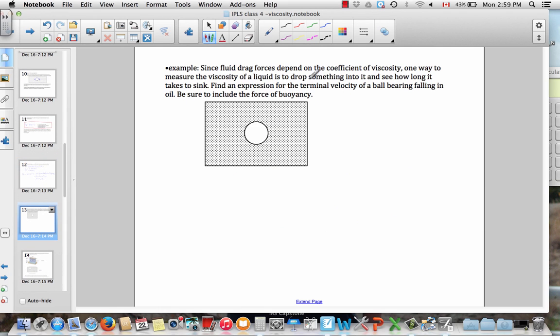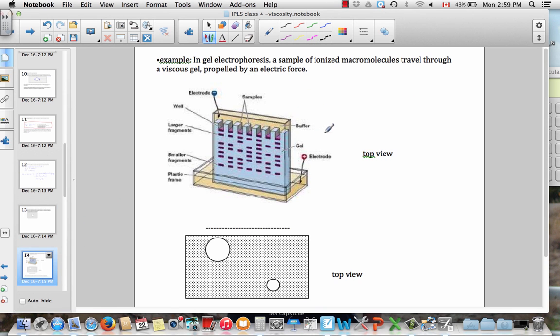Here's another, and we will work on that one in class. This is, say, finding the terminal velocity of a steel ball bearing flowing through oil. Here's a final example. This one's of great interest in biology. The procedure of gel electrophoresis is a very important experimental tool in DNA research. And basically what you do is you take your DNA and then you digest it, you break it up into a bunch of strands of various sizes, and then you put some of your sample in these little wells here.